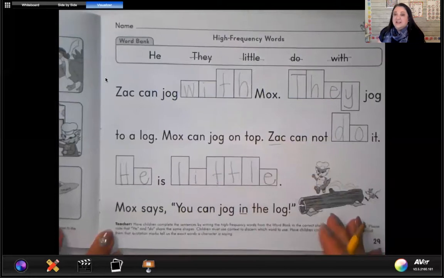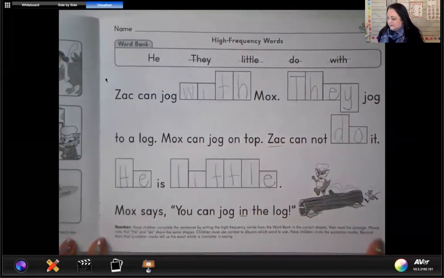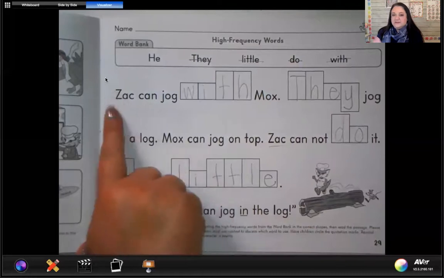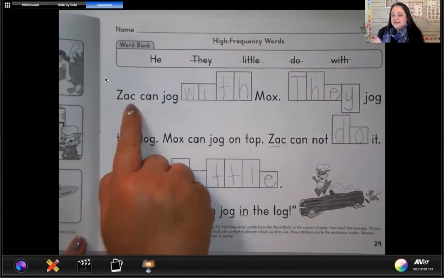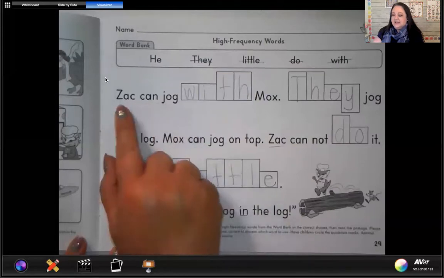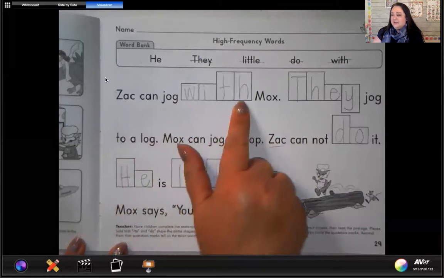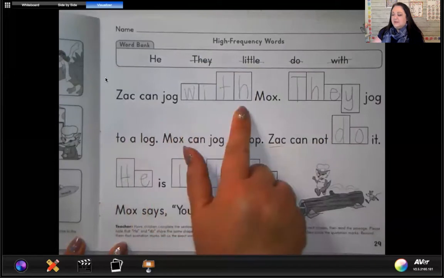Okay, so let's take a look. Let's try and read these sentences. So I'm going to put my pencil away because I don't need that any longer. And we're going to see if we can figure out how to read these sentences. Okay. All right, so let's take a look. So I'm going to point to the first letter and the first word, and we're going to sound it out. Z, a, k, Zach, k, and can, jog, jog. Zach can jog with Mox. Zach can jog with Mox.